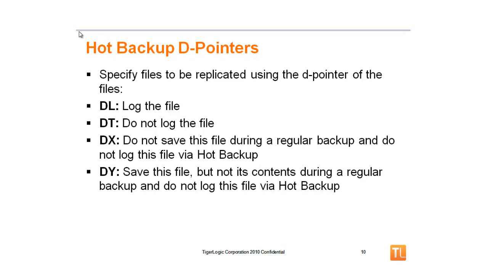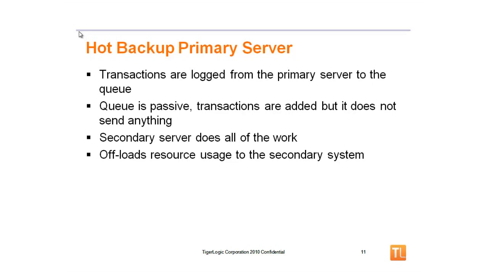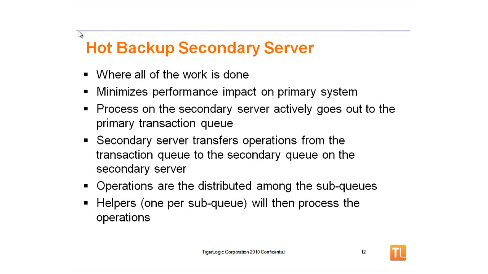I think I mentioned some of this already, but on the primary server, the queue is passive. The transactions are added to the queue, but the primary server does not send anything over. All the work's done by the secondary machine. Again, it offloads the resource users to the secondary system. The secondary machine, this is where all the work is done. And the reason for that is, again, to minimize the performance impact.